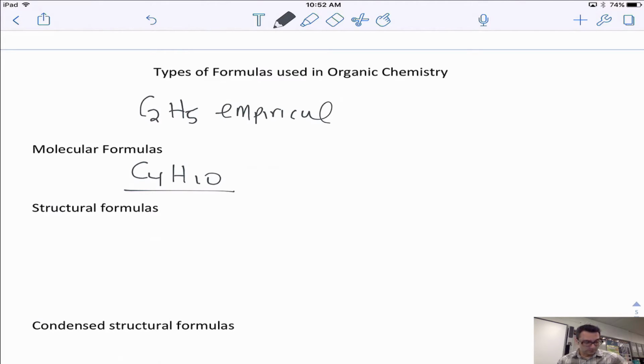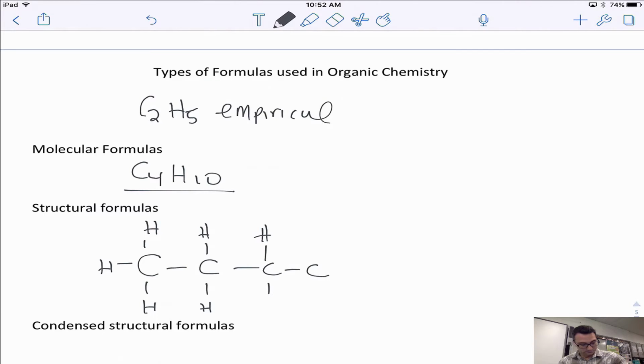The structural formula will show us the carbons connected to one another, and it'll show us the carbons connected to the hydrogens. And so here is now my structural formula. If you had timed how long that took me to draw, it was at least 10 seconds compared to the C4H10, which was about 1 second. So the structural formula takes more time to draw and is more intensive, but it also gives me a lot more information, which is really helpful.